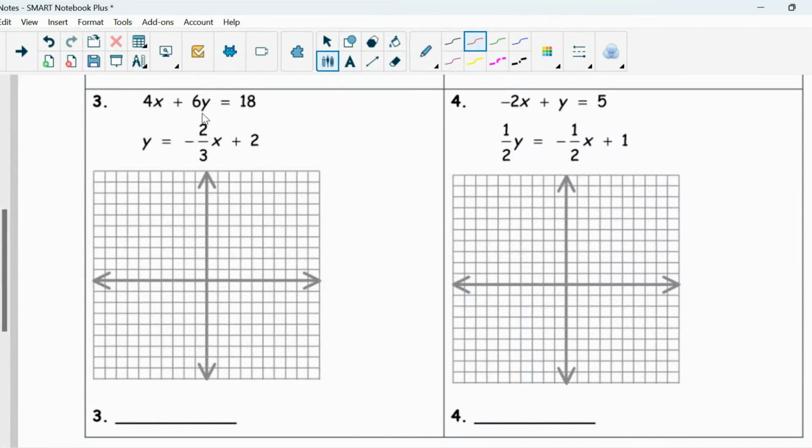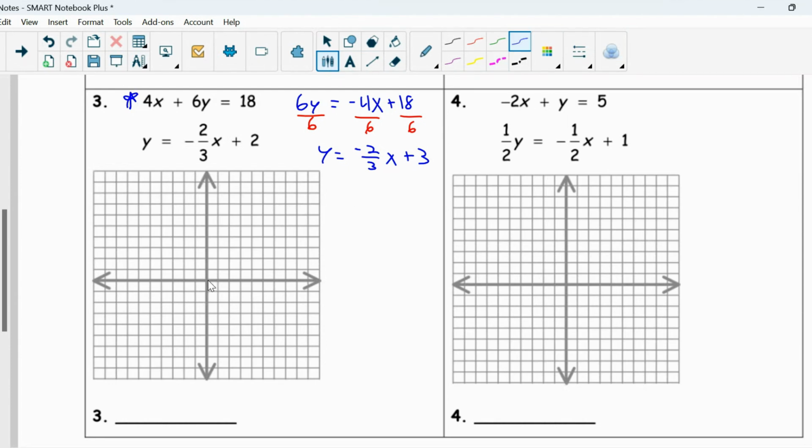Okay, for number 3, let's do the same thing here. Let's solve our top equation for slope-intercept form. So let's subtract 4x from both sides. That gives us 6y equals negative 4x plus 18. Divide our coefficient 6, which gives us y equals negative 4/6, which we can simplify as negative 2/3 x plus 3.